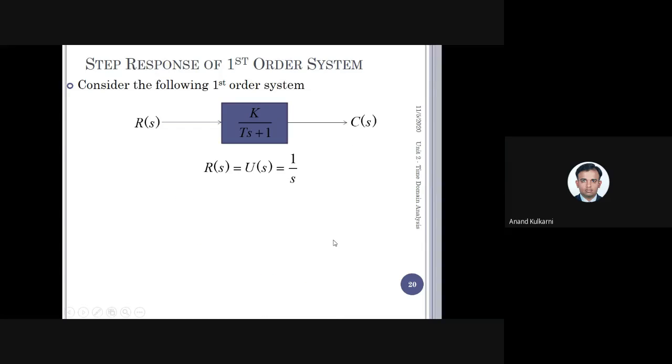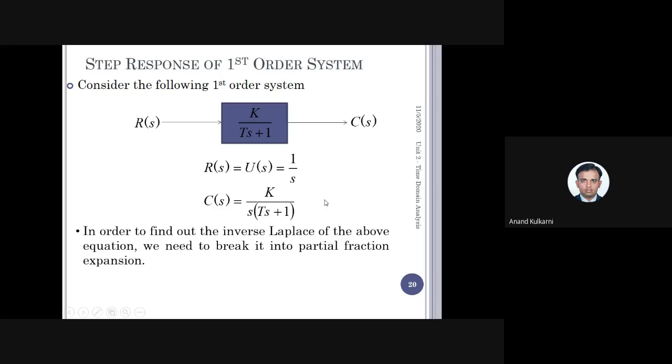One upon S. So the transfer function is K divided by Ts plus 1. Same thing. If I take R of S as 1 upon S, then C of S is into R of S, because C of S divided by R of S is this much. So R of S is 1 upon S, so I will multiply it by 1 upon S. The output now is K divided by S into Ts plus 1.